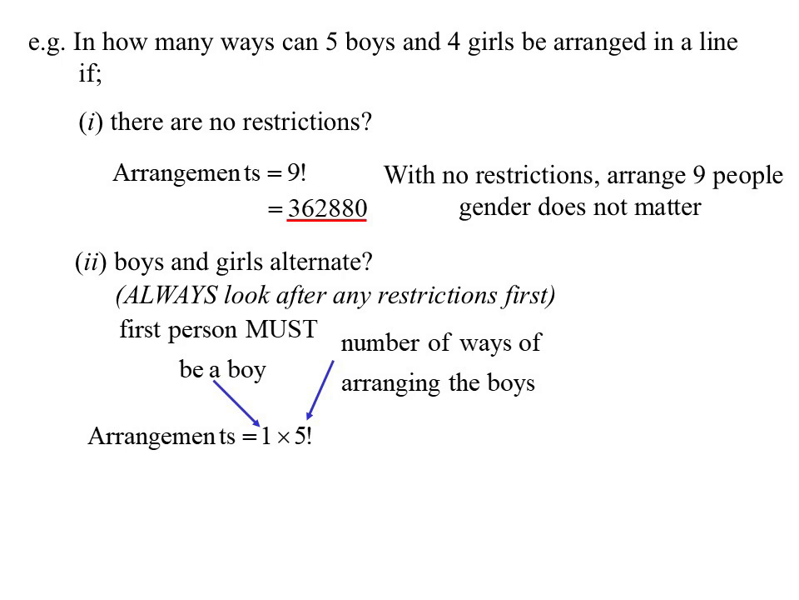So they've done that. And now we go to the girls and say, okay, girls, line yourselves up and just fill in those gaps. 4 factorial. Yeah, I could have achieved it a different way. I could have said, we have to start with the boys. 5 ways of doing it.